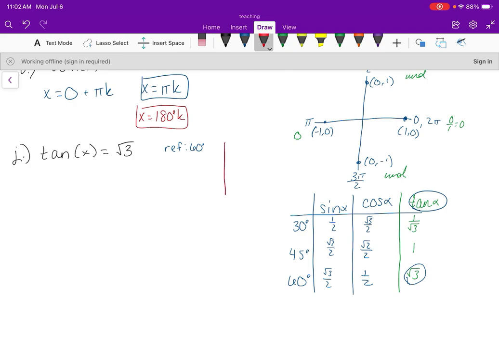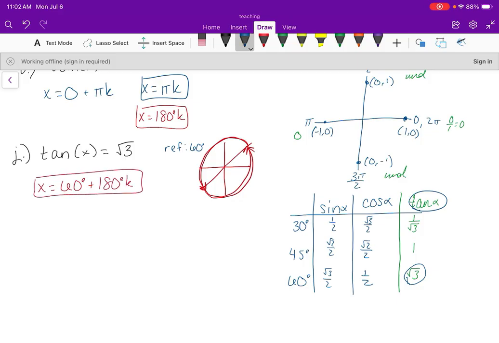And tangent is positive in quadrant 1 and quadrant 3. What's interesting here is that you only have to go half the circle to get to your next answer, and so on and so forth. So this one, we actually don't have to write both answers. We can just say 60 degrees plus 180 degrees k. And that's a fine answer.